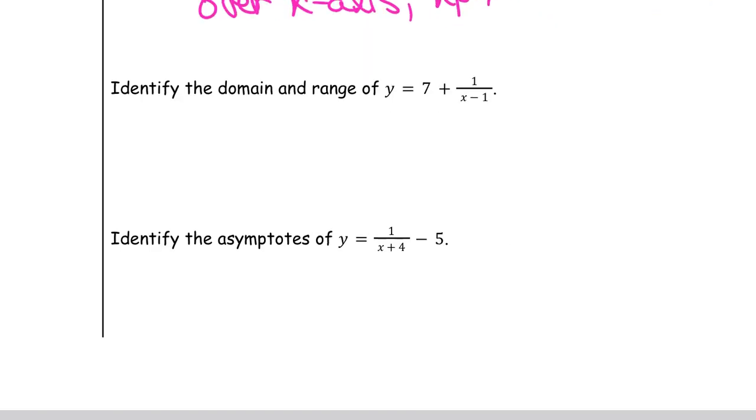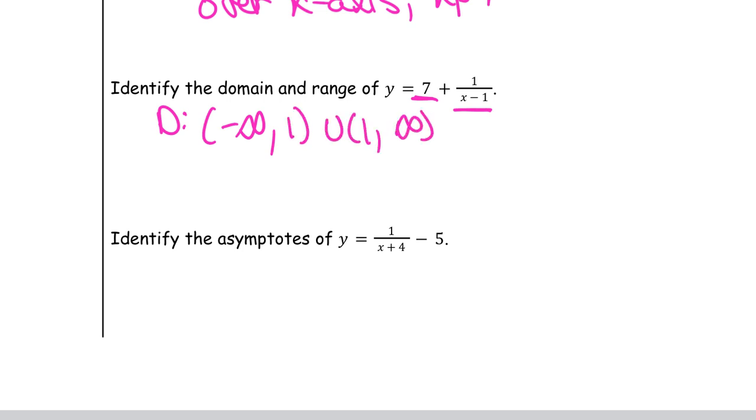The next one says, can you identify the domain and range? What did we use for the domain? Was it the k value or the h value? So the domain goes from negative infinity to where? 1. And then it takes off from 1 and goes to? And since it's only 1, we know that we've only got those two pieces. What about the range? The range starts off way down below, goes all the way up to 7.